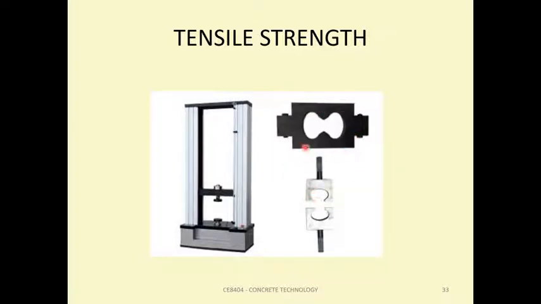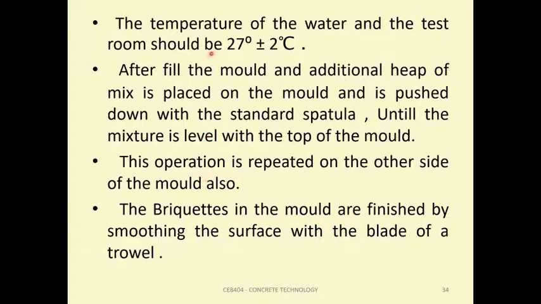This is the mold used for determining the tensile strength of the cement. It is tested using UTM or CTM. In this, the standard temperature or room temperature of 27 plus or minus 2 degrees Celsius is maintained. After filling the mold, an additional heap of the mixture is placed in the mold and it is pushed down with a standard plunger until the mixture is level with the top of the mold. The operation is repeated with the other side of the mold also.